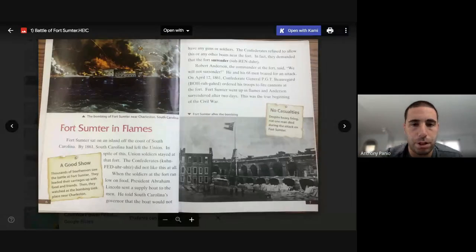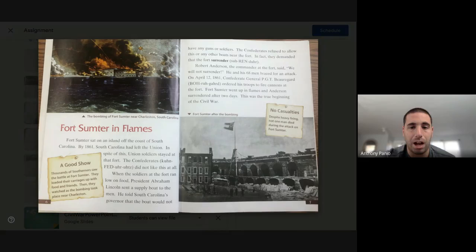So Fort Sumter in Flames is the name. So Fort Sumter sat on an island off the coast of South Carolina. By 1861, South Carolina had left the Union. In spite of this, Union soldiers stayed at that fort. Okay, so this is already a tricky situation. This is located in a Confederate state, the Fort Sumter. Okay, as you can see, the picture here on the right. It's located in a Confederate state, but it is a Union fort. So even though it's in a Confederate state, Union soldiers are there. So this is the Union's fort.